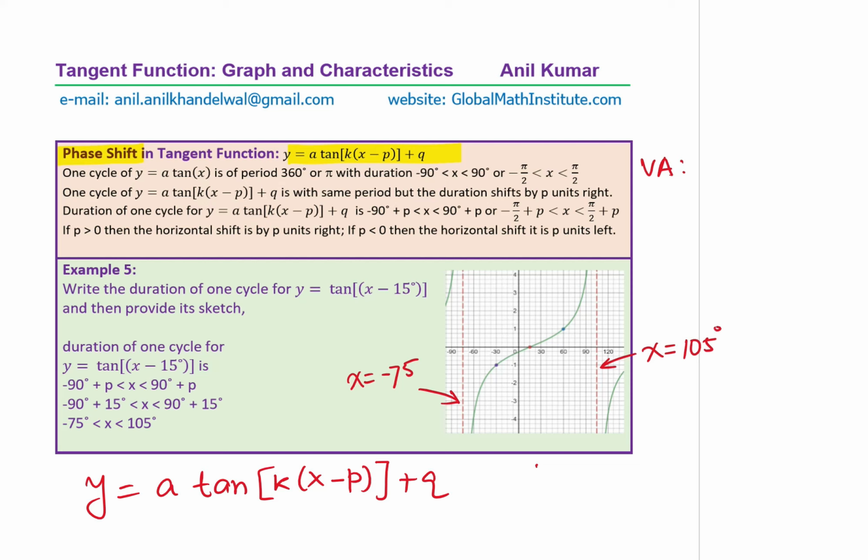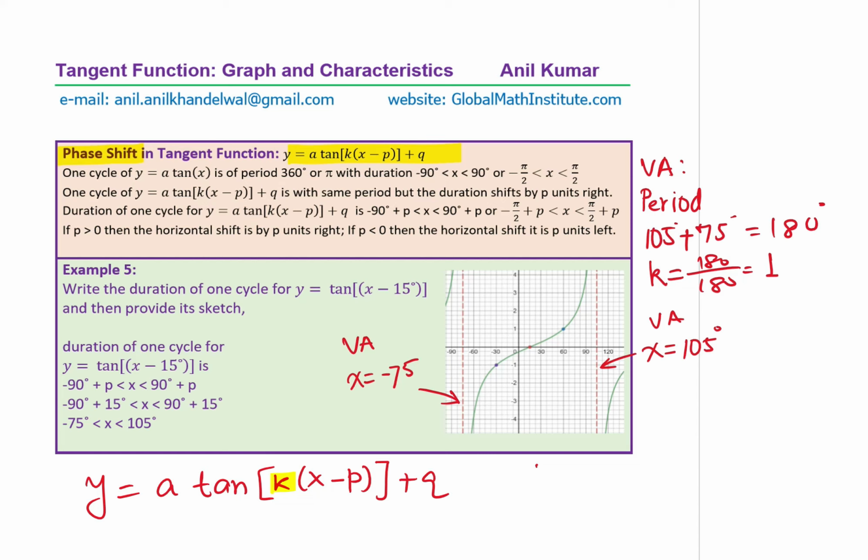Correct? Once you know these two vertical asymptotes, you find the period. The period will be the difference between the two, which is 105 minus minus 75. So it adds up, correct? That gives you a value of 180 degrees itself. So the period is 180. The value of k will be 180 divided by 180, so the value of k is 1. We get the period from this, and we now know the value of k, which is 1.